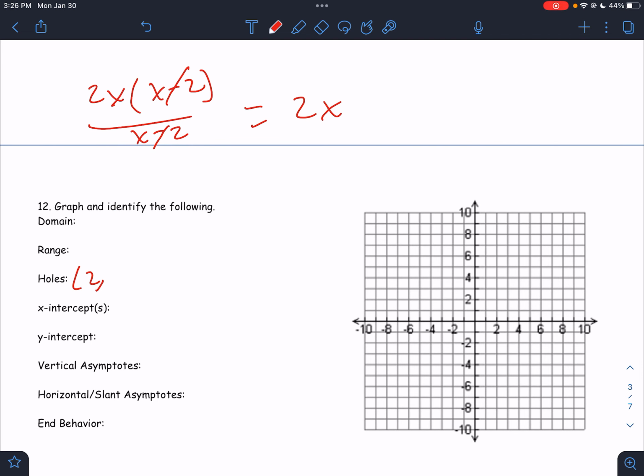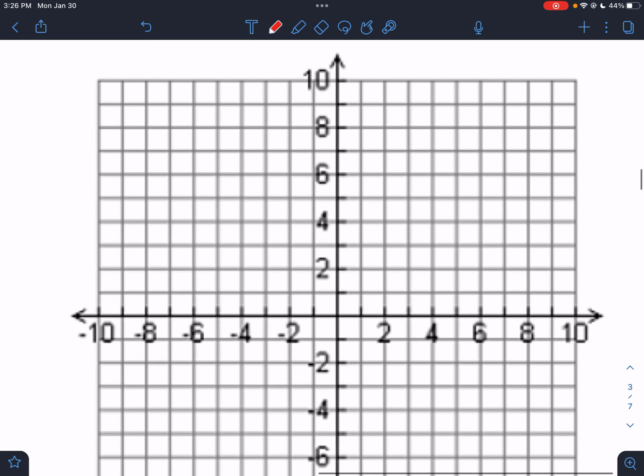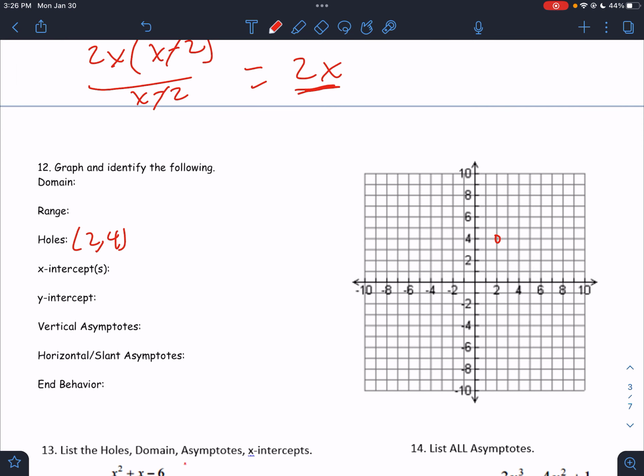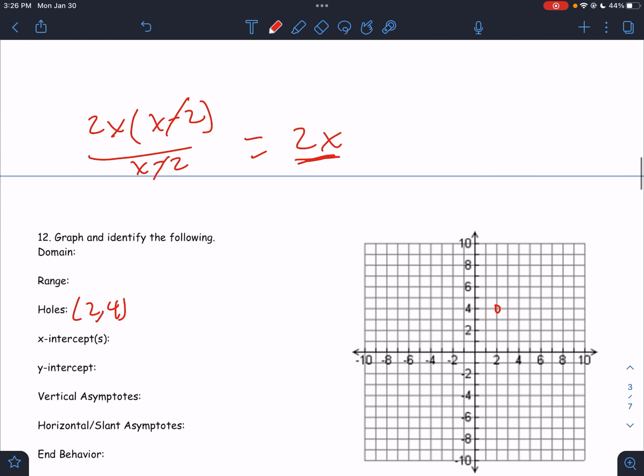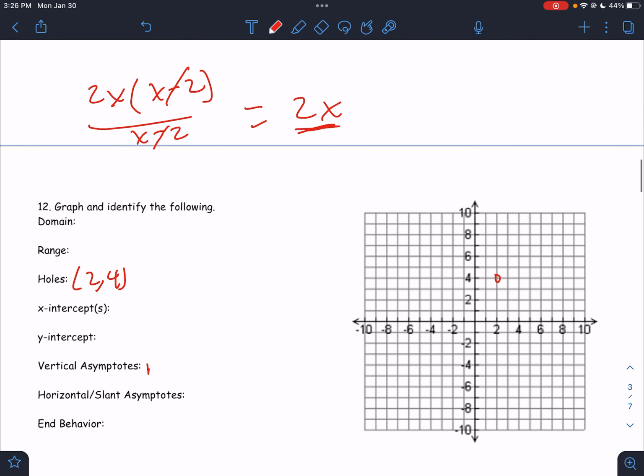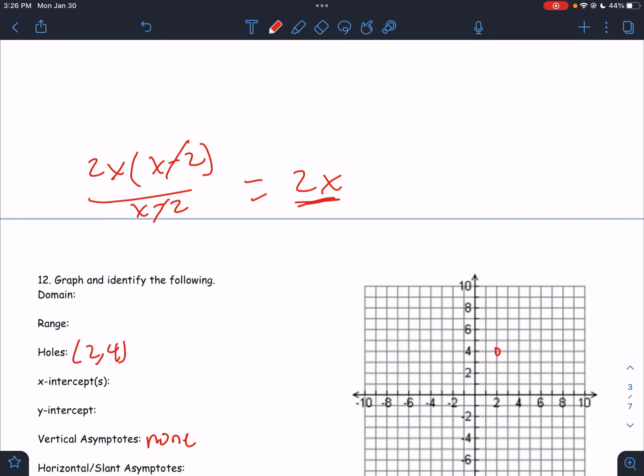So we have a hole at 2, comma. Well, what happens when you plug in 2? 2 times 2 is 4. We have a hole at 2, comma 4. We have no vertical asymptotes because on the end product it's just 2x.